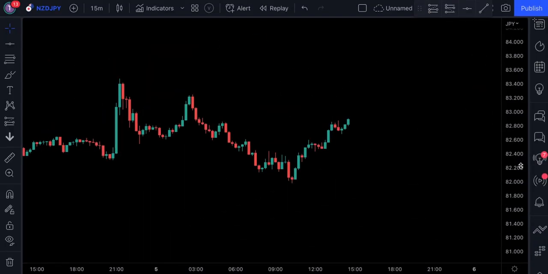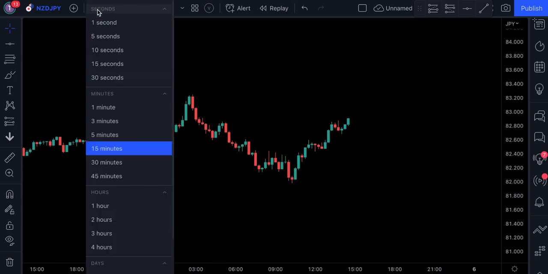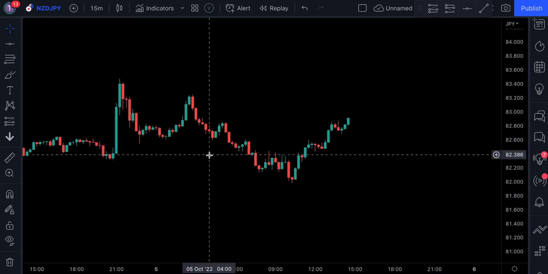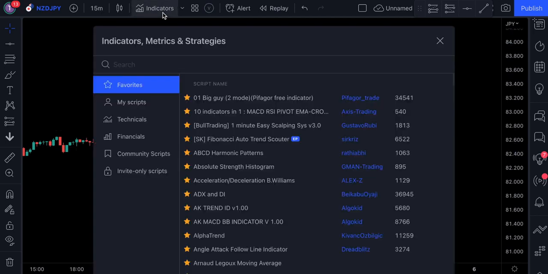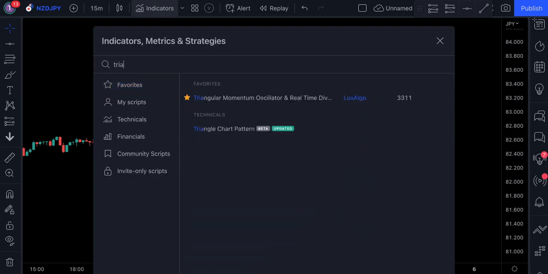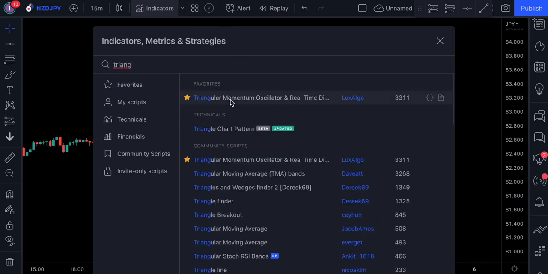Okay, so the first thing you want to do is to go to tradingview.com and open the charts. Next step will be to set a time frame to 15 minutes. This strategy works well on all time frames. You can even use it on a 5-minute chart. Once you selected the time frame, you need to click on the indicators tab and search for the first indicator, which is called triangular momentum oscillator. Select this indicator by Lux Algo.